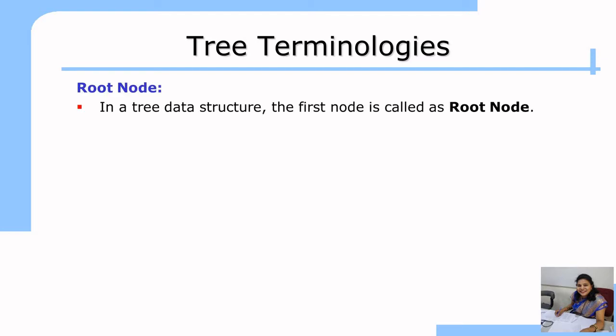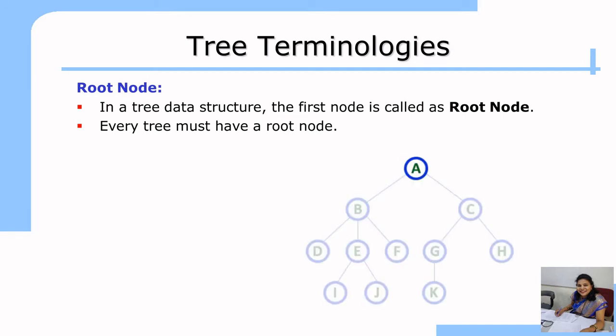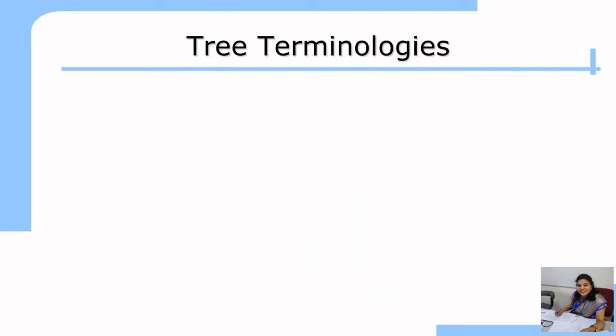So let us start with the root node. So what is root node? In a tree data structure, the first node is called as the root node. Every tree must have a root node. So this is an example of tree. In this diagram, the first node, that is what? A. A is the root node of this tree. Here A is the root node of the tree.